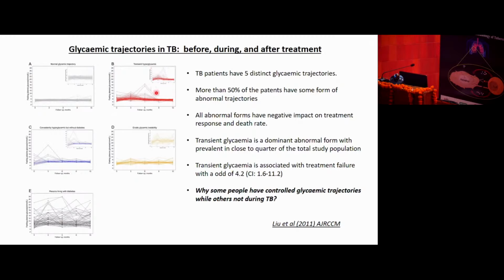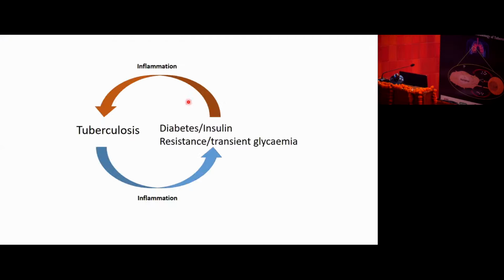This is called transient glycemia. As the treatment progresses, they were high at the beginning of the treatment, their glucose level was high, but as the treatment goes on, the hyperglycemia is gone. That means the bacteria is gone, probably the systemic inflammation is gone, and their glucose level has come down to normal. So it shows that tuberculosis can also induce insulin resistance and transient glycemia, and diabetes can also induce tuberculosis.